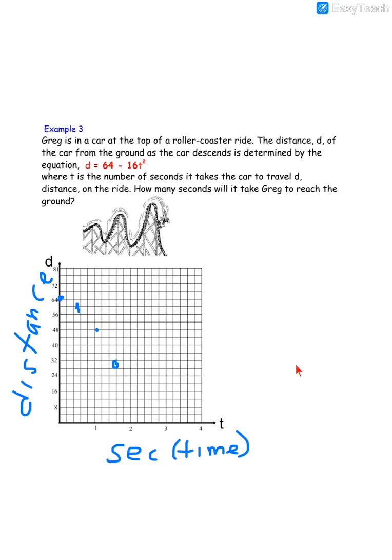And then at 2, it was at 0, already hit the ground. So we're going to go like this, and we're going to call this d of t. How many seconds will it take Greg to reach the ground? So the answer is 2 seconds. All right, let's try the next one.